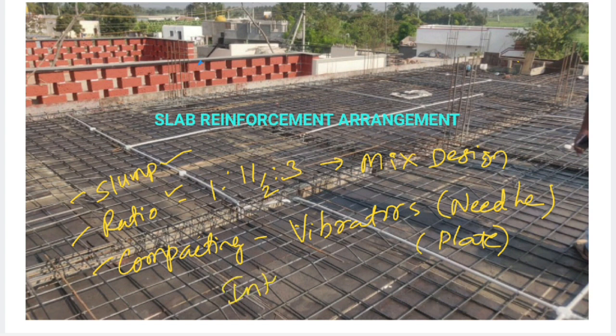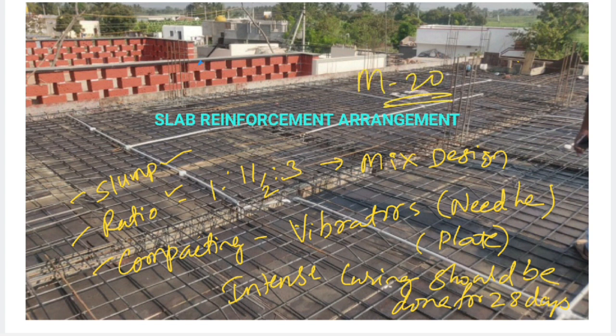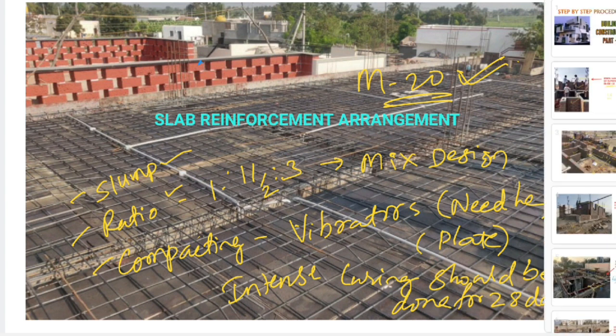After the casting, intense curing should be done for 28 days. 28 days are needed to get the proper strength of concrete, that is M20. Here we will get the ultimate strength, whatever the M20 target is, only after the 28 days. So for that we need to go for curing for 28 days.